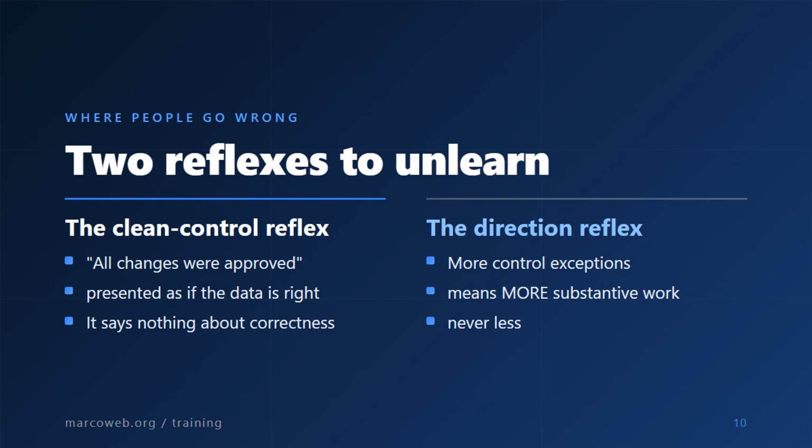Which brings us to the two reflexes that cost marks. The first is presenting compliance results as if they answered a substantive question. All changes were approved says nothing about whether the changes were correct. Auditors who have spent years in controls testing develop a reflex that a clean control test means a clean outcome, and the exam sets traps on exactly that reflex.